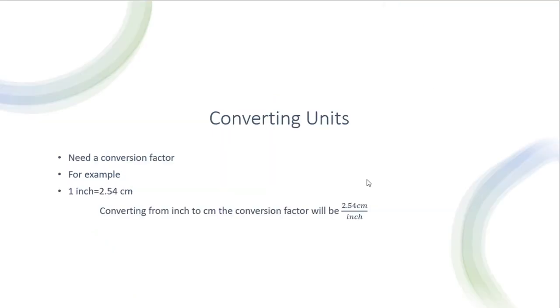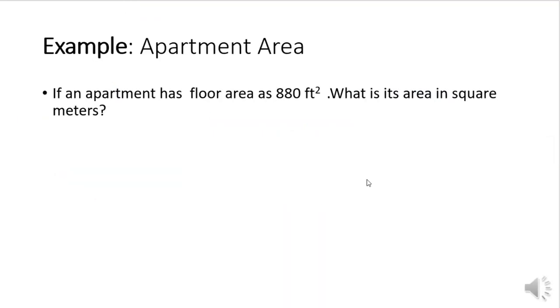So whenever we convert one unit to another unit, we need a conversion factor. For example, if we change inches into centimeters, then we know the relation between inch and centimeter. So 1 inch is 2.54 centimeters. So the conversion factor from inches to centimeter will be 2.54 centimeter by inch. So here I would like to do an example.